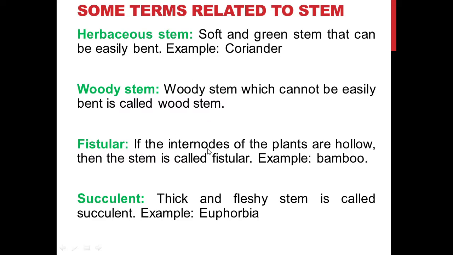Fistular: if the internodes of plants are hollow, then the stem is called fistular, and you can easily observe these hollow stems in bamboo. Succulent: thick and fleshy stem is called succulent, for example, euphorbia.